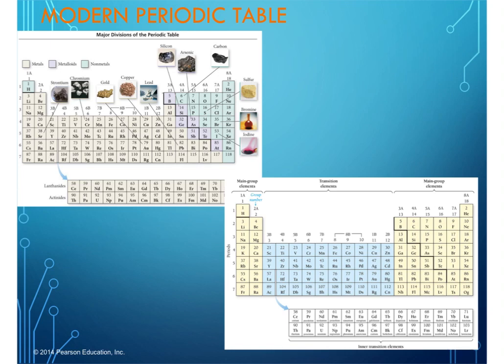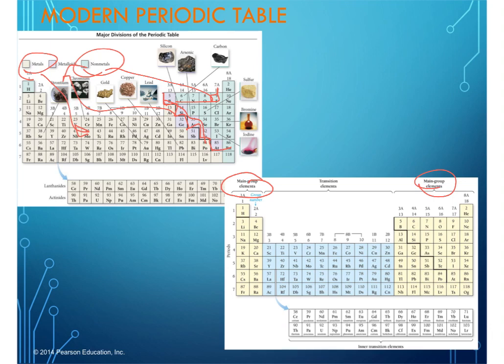I mentioned the stair step, so here's just another look at that. To the right are the nonmetals and to the left are the metals, and on the stair step are the metalloids. And the other way to divide it is by the main group or representative elements.